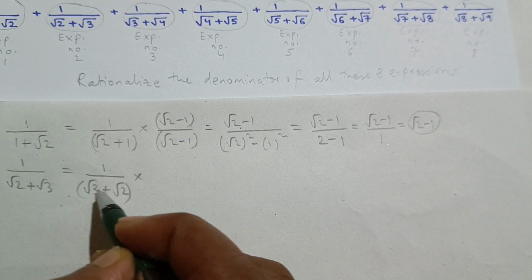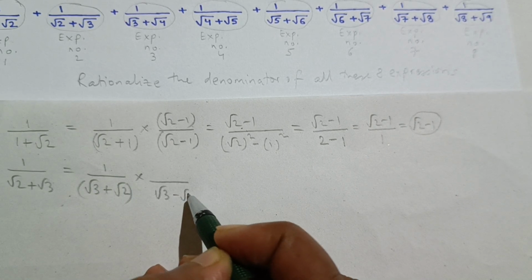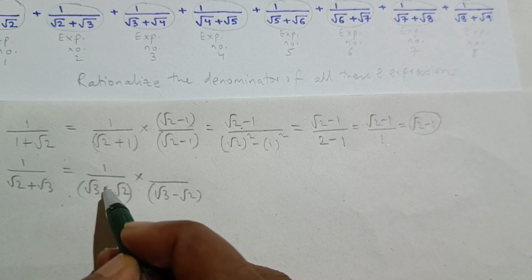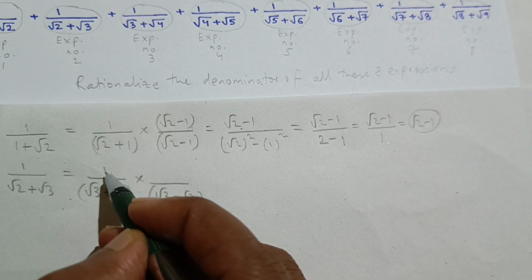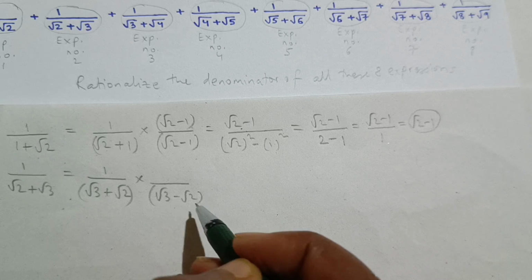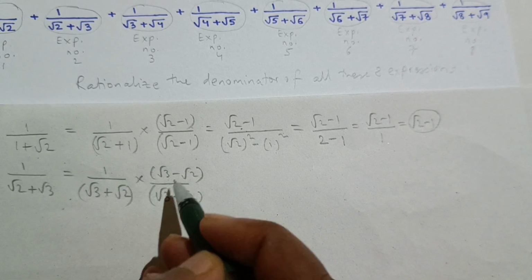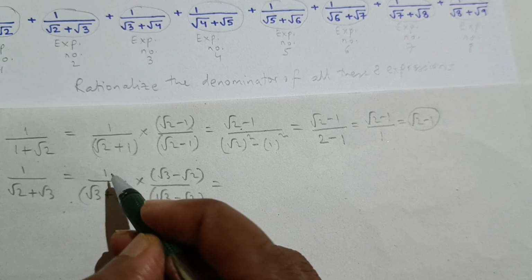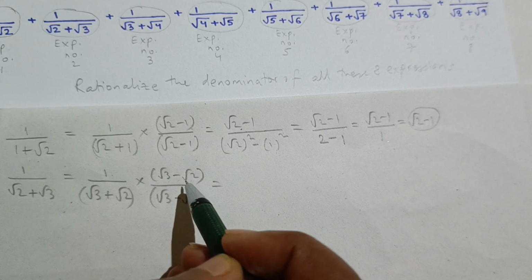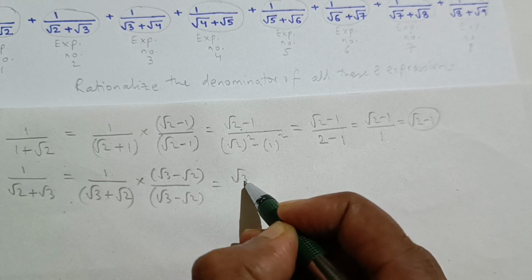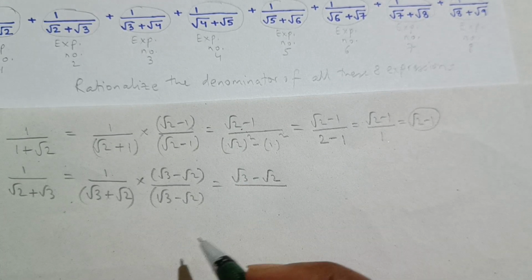So for that, I will multiply the denominator of this expression with square root of 3 minus square root of 2. And since I am multiplying the denominator with square root of 3 minus square root of 2, I will multiply the numerator also with square root of 3 minus square root of 2. And now let us solve this. So multiplication. The numerator will be 1 into square root of 3 minus square root of 2, which is square root of 3 minus square root of 2.